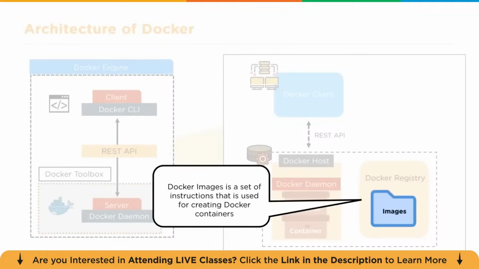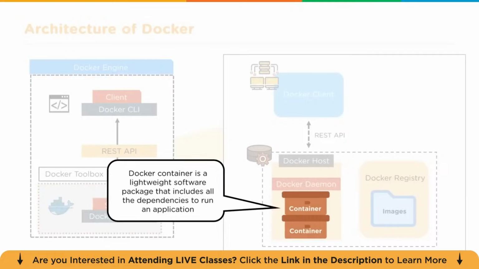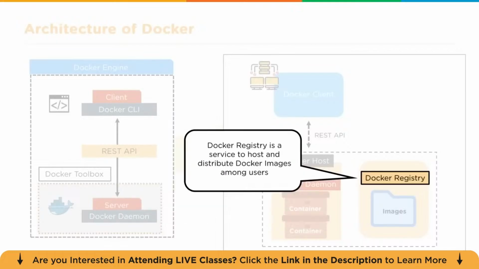The actual images that Docker uses are instructions for creating Docker containers. And the actual Docker container itself is a lightweight package that contains all the dependencies needed to run an application. Now, once you have created a container that is of value to your team, you want to store that container so that other team members can use it. And this is where you would use a Docker registry to host and distribute multiple Docker images.